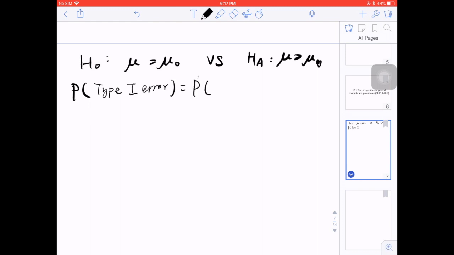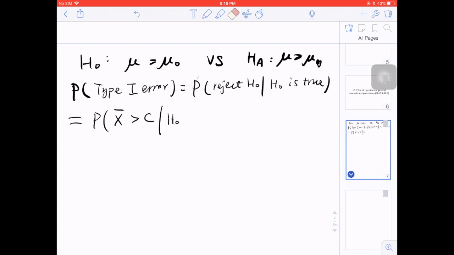Equivalently is to say the probability of reject H0 when H0 is true. Right? When H0 is true, you reject H0. Equivalently is to say X bar is larger than C, right? C is the critical value, so which means X bar falls into the rejection region. Okay? Given that H0 is true. So in this case, H0 is true means mu is equal to mu 0. So I'll set this equal to alpha. For example, I let alpha be equal to 5%.